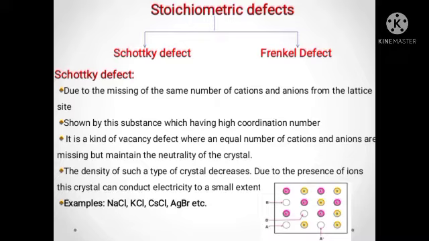The density of such a crystal decreases due to the absence of ions. This crystal can conduct electricity to a small extent. Examples of Schottky defects are NaCl, CsCl, KCl, AgBr, etc.